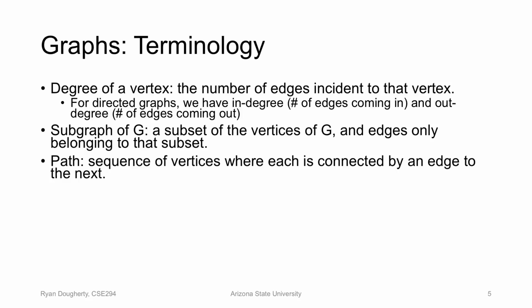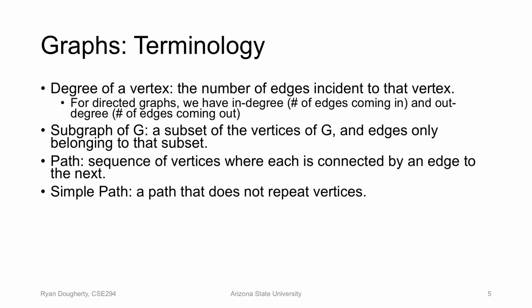A path, and we'll be using paths a lot, is just a sequence of vertices where each is connected by an edge to the next. And a simple path is one that doesn't repeat vertices. You can have a path that goes in what is called a cycle: you go out and then come back to a vertex you've already seen, then keep going, and then you can leave or do something else. But for a simple path, you don't repeat. So that's why it's called simple.